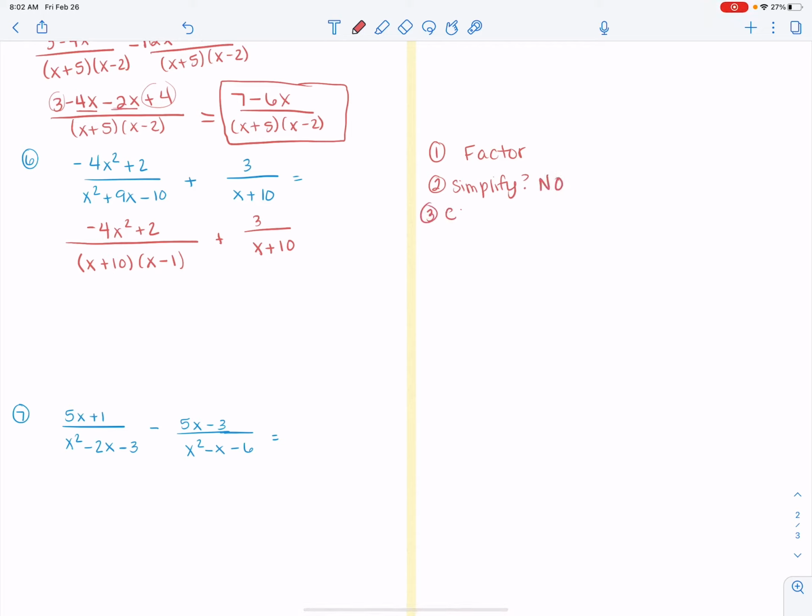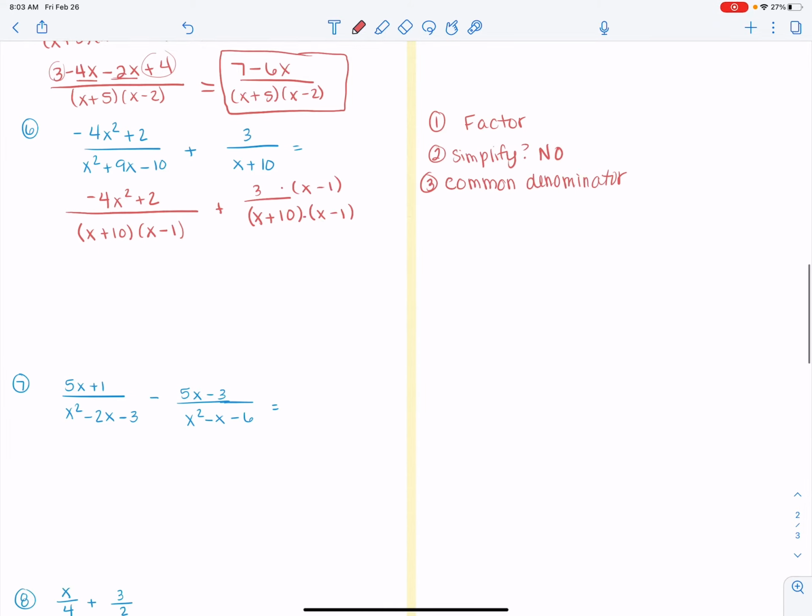Now I need to look for a common denominator. So the first denominator is x plus 10 times x minus 1. So if I take the x plus 10 I have and multiply it by x minus 1, then my denominators will be the same. But if I do that to the denominator, I have to do it to the numerator also. So now let's see what we've got.